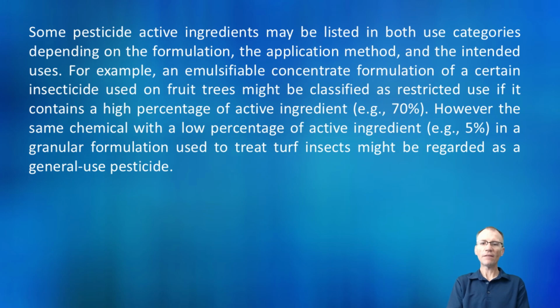Some pesticide active ingredients may be listed in both use categories depending on the formulation, the application method, and the intended uses. For example, an emulsifiable concentrate formulation of a certain insecticide used on fruit trees might be classified as restricted use if it contains a high percentage of active ingredient, e.g. 70%. However, the same chemical with a low percentage of active ingredient, e.g. 5%, in a granular formulation used to treat turf insects might be regarded as a general use pesticide.